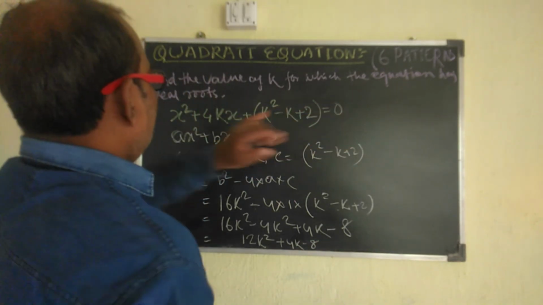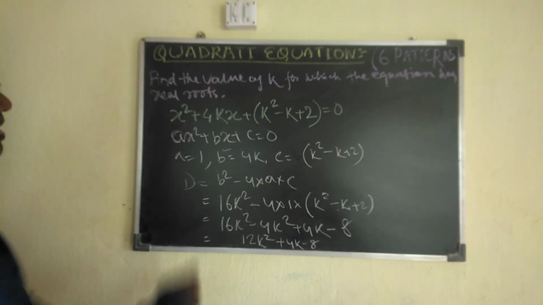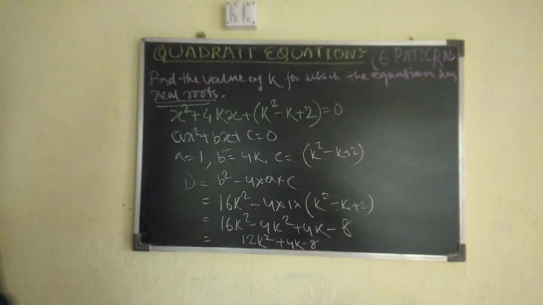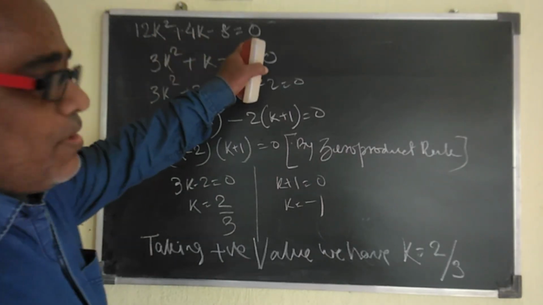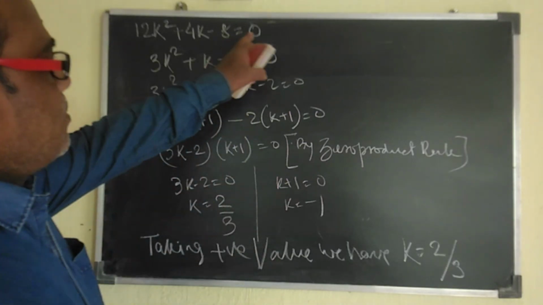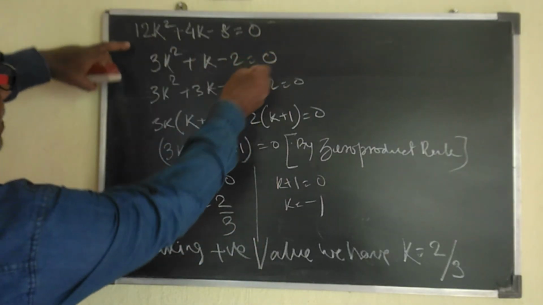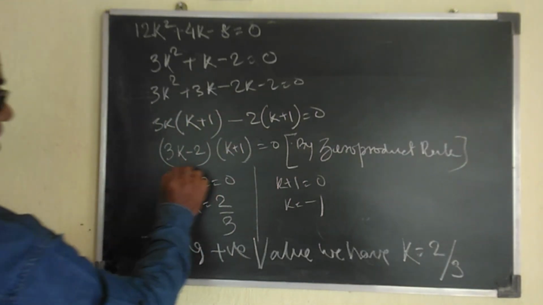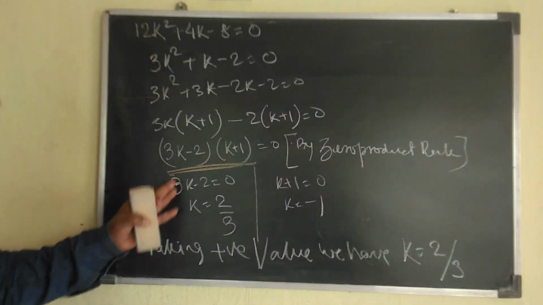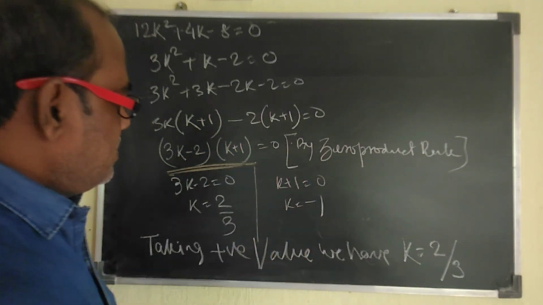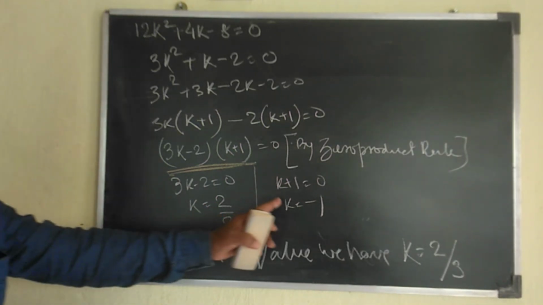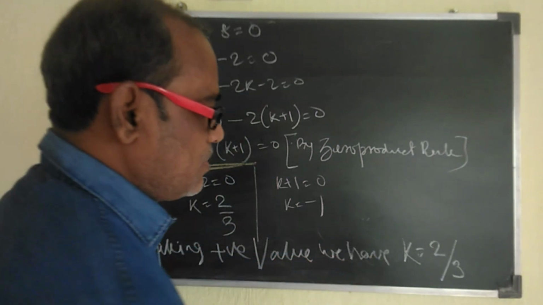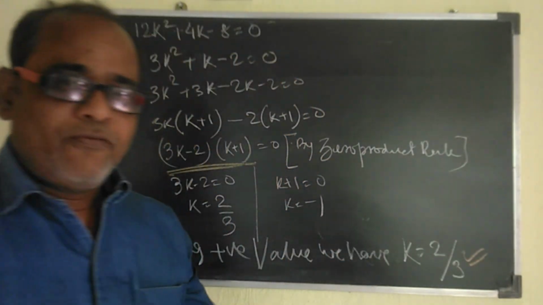Now to have equal real roots, this must be equal to 0. So finally we got the equation, and since it has to have equal roots, it must be equal to 0. If we simplify and split the middle term, we get this. After writing this you apply the zero product rule: 3k minus 2 equals 0, k plus 1 equals 0. Finally we get k equals 2 by 3 and k equals minus 1. In such cases, taking the positive value we have k equals 2 by 3. So this type of question you have to practice.